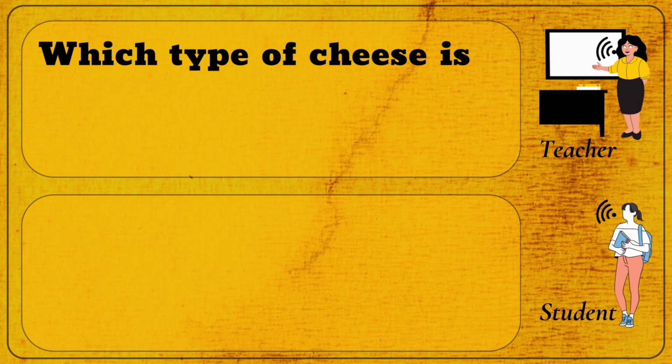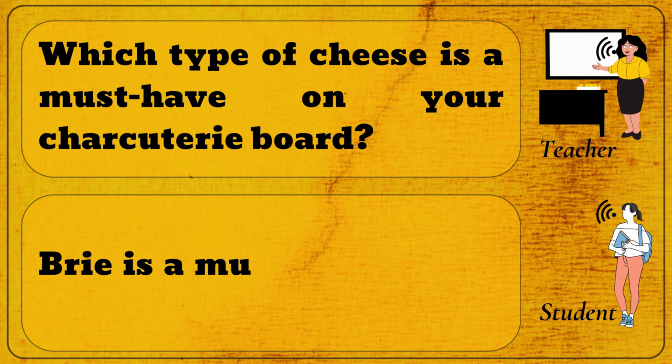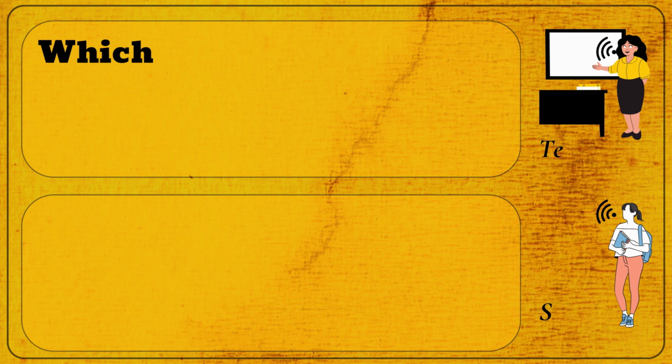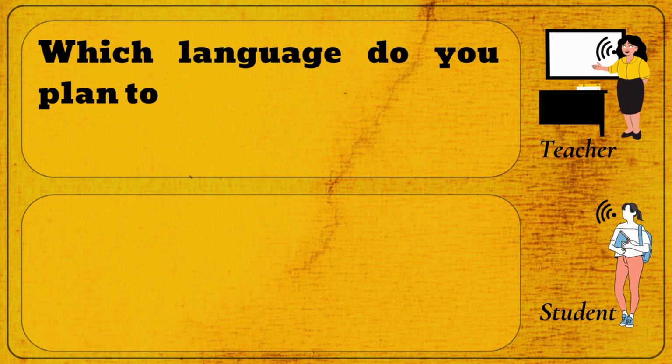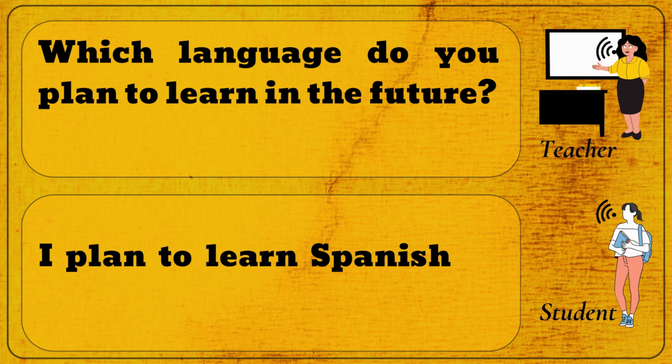Which type of cheese is a must-have on your charcuterie board? Brie is a must-have on my charcuterie board. Which language do you plan to learn in the future? I plan to learn Spanish in the future.